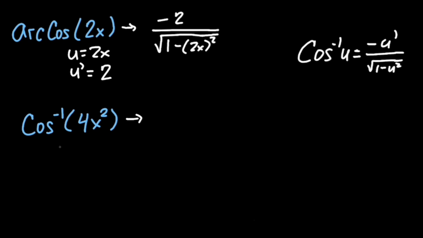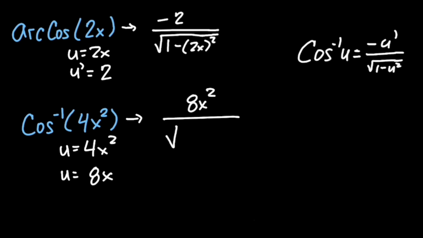The derivative of arccosine of 4x squared: let u here be 4x squared and u prime be 8x, as that is the derivative of 4x squared. So once again, based on the formula, you will get 8x over the square root of 1 minus 4x squared raised to the power of 2.